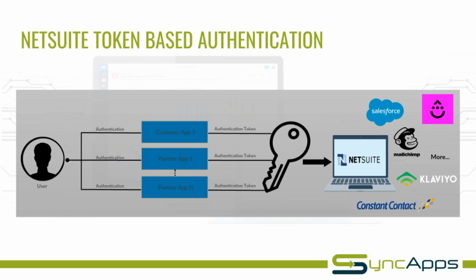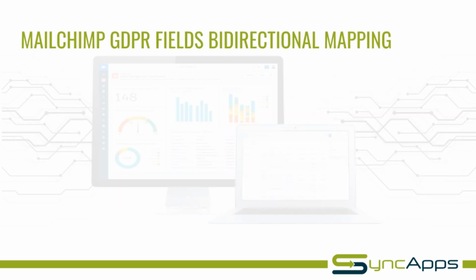So last but definitely not the least that we have rolled out for Q3 of 2018 is the MailChimp GDPR fields bidirectional mapping.